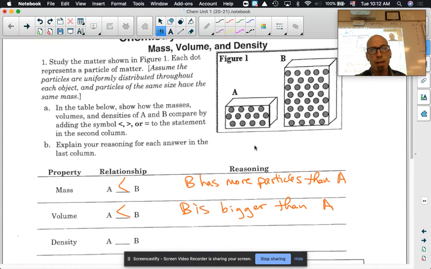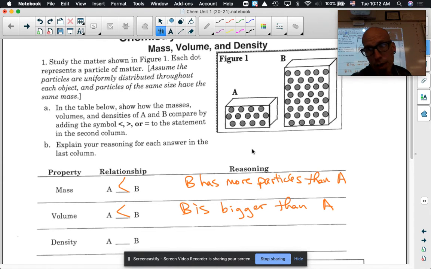All right, so density, last comparison, density. How do A and B compare density-wise? Well, again, for density, you're looking at what? The spacing of the particles, okay? And how does that compare? Looks the same to me.